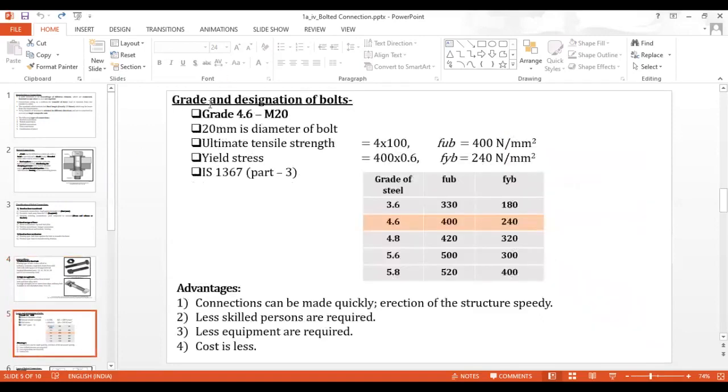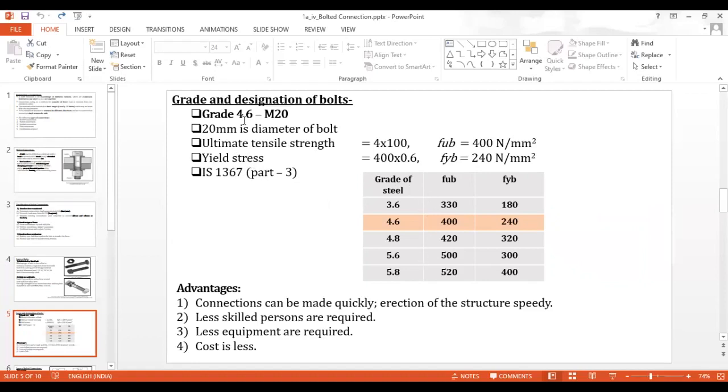Then the grade and designation of the bolt. If I say grade of the bolt is 4.6 M20, then 20 mm is the diameter of the bolt. Then how to identify the ultimate tensile strength and yield stress? IS 1367 part 3 gives us a detailed idea about it.